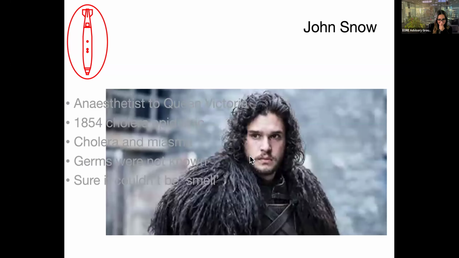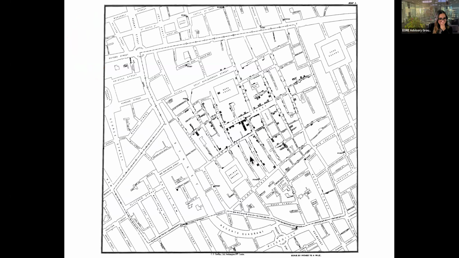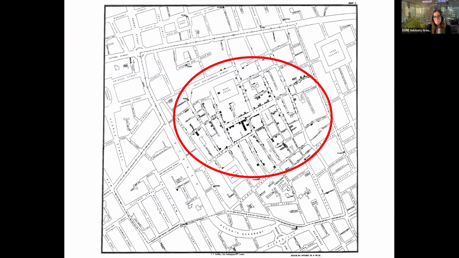So we're not talking about this John Snow, we're talking about this John Snow. As I say, he was Queen Victoria's anaesthetist. And he made this map. This is a map of the cholera epidemic, and the black areas are where he measured the incidence of fatalities from cholera. They were all in this area, with one exception. And he worked out that for every fatality, the closest water pump was this water pump on Broad Street.